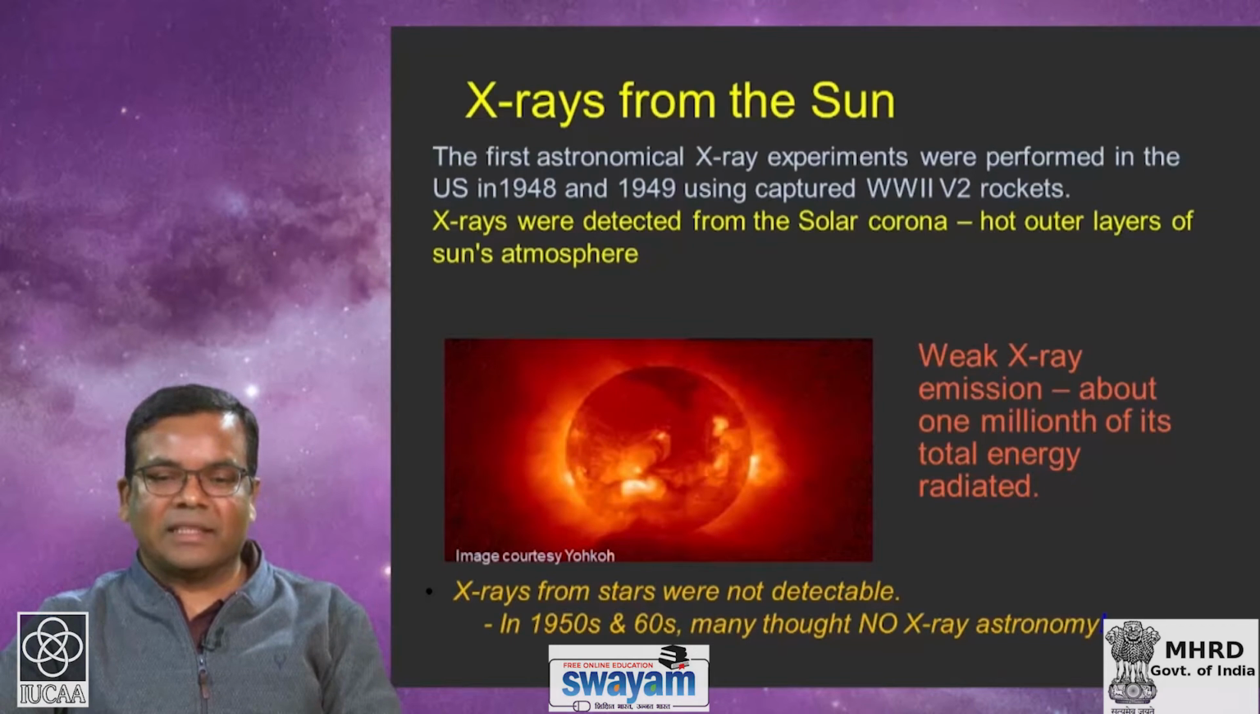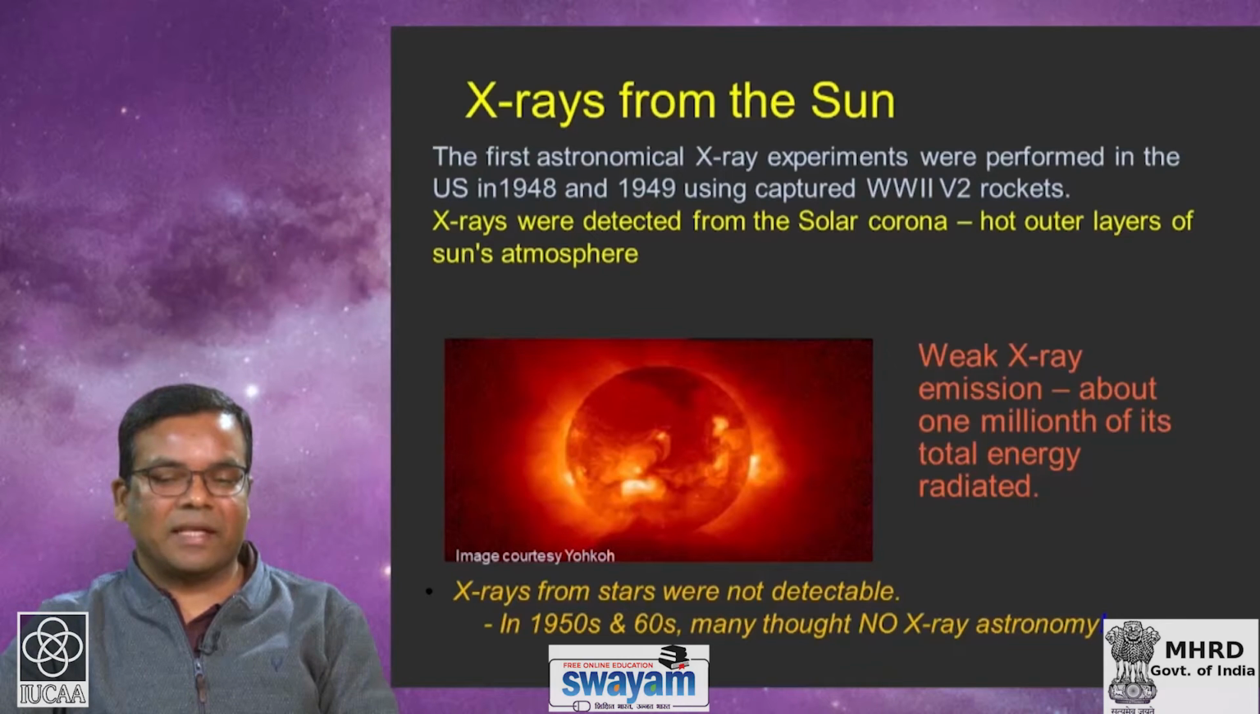The first astronomical X-ray experiments were performed in the US in 1948 and 1949 using captured World War II rockets. These rockets contained Geiger-Müller counters, and they could detect X-rays. X-rays were detected from the solar corona, which is essentially the hot outer layers of the sun's atmosphere. Though the sun was an X-ray emitter, the amount of X-ray emission was very weak.